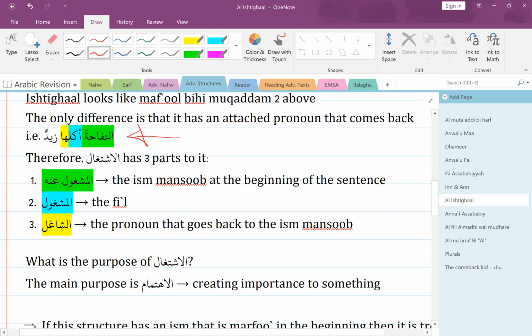This concept of اشتغال, like we mentioned, has three parts to it. The first part is the ism, which we're also calling the مشغول عنه, the thing being occupied, from شغل, to make something busy or to occupy. So المشغول عنه is the thing being talked about, which is now that ism منصوب at the beginning, التفاحة. Then you have the مشغول, which is the فعل, the thing that is doing the working. And then you have the شاغل, the thing that is being done to.